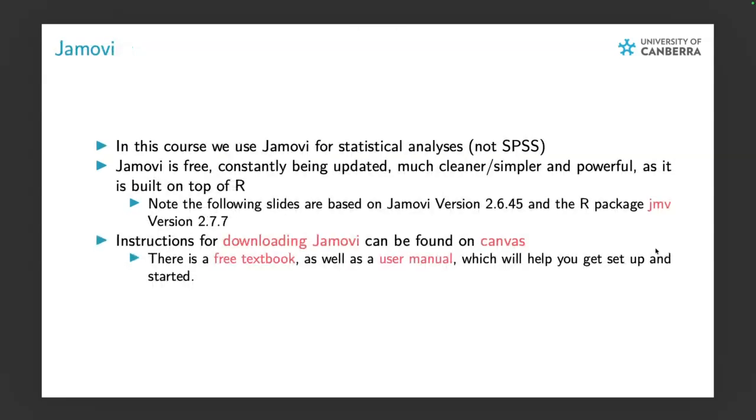So what is Jamovi and why do we use it? Jamovi is a software used for statistical analyses. It's not SPSS. SPSS is still used to this day, but less so because it's so costly. So Jamovi is free, which is the major benefit of it, in addition to the fact that it's constantly being updated, much cleaner, simpler, and powerful. And it's sort of like a gateway drug to R.